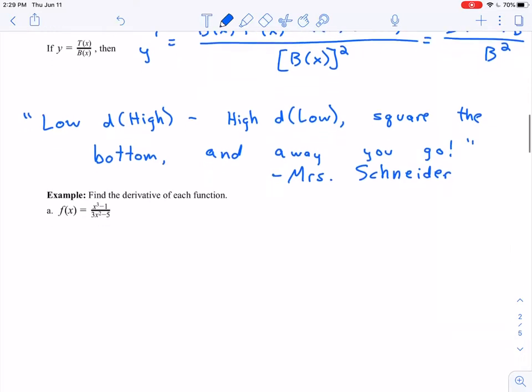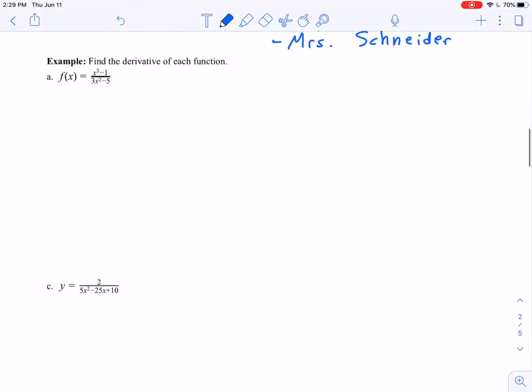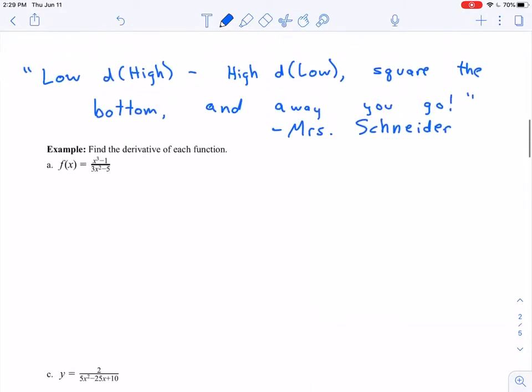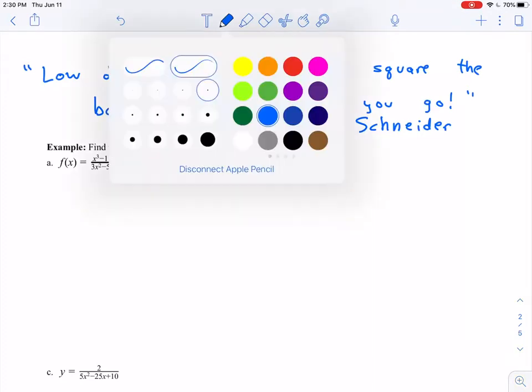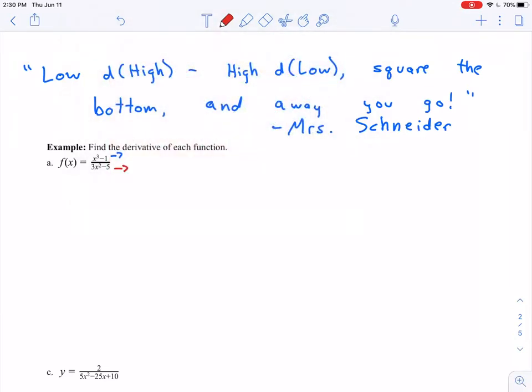So let's actually go and practice using the quotient rule now. Oops, I'm going to leave this right here just so that we have it for reference. So this is the high part. This is the low part. And actually, let's color code these again. I think that works out well. So this is high. This is low.